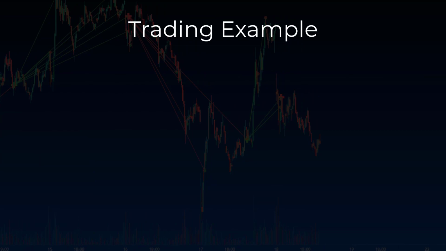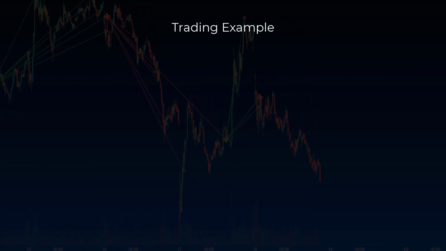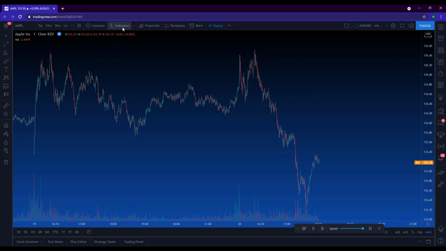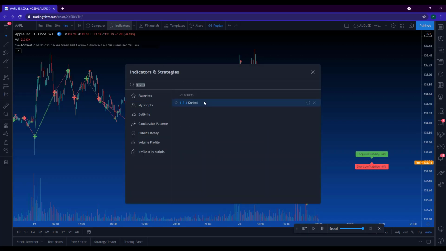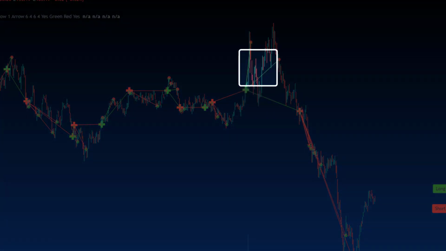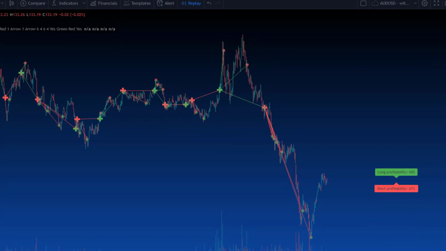Next, let's take a look at a trading example where we'll apply 1-2-3 Strike to a chart and see how we can adjust the parameters for better performance. We'll apply it to the 1-minute chart for Apple. When the indicator is applied, we can see the entry-exit lines connecting our entry signals to their scaled partial exits.